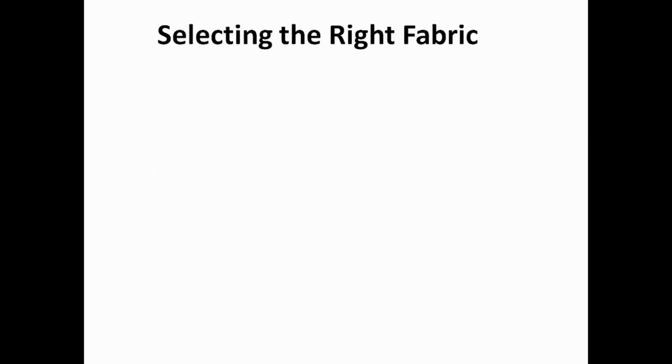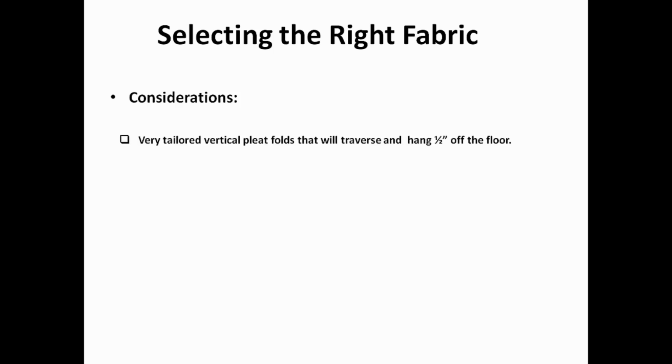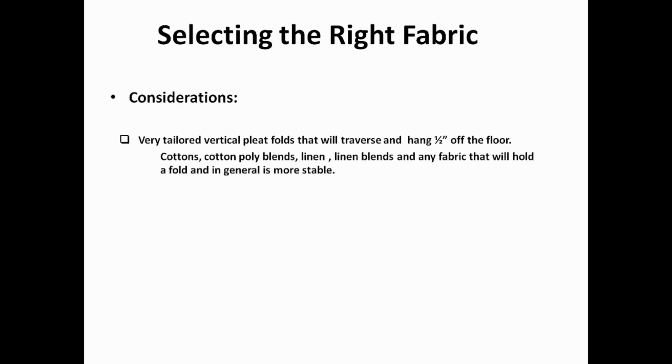So along with selecting the right fabric, some other considerations might be, when we talk about actually making the drapery, what types of fabrics are going to make it perform or hang in a certain manner. So when we talk about the more traditional, we think of very tailored vertical pleat folds that will traverse and hang a half inch off the floor. Well, when I think of fabrics that might work well for that, certainly the cottons, the cotton poly blends, the linen blends, and any fabric in general that will hold a fold and is more stable, work well for that type of traditional, the three-finger pleat, the very formal looking draperies.